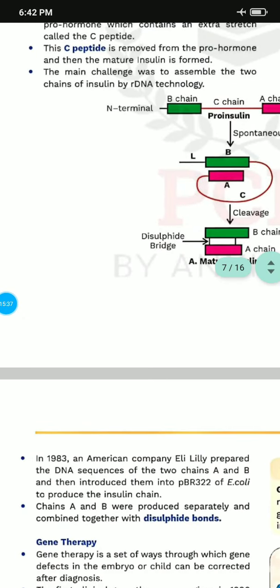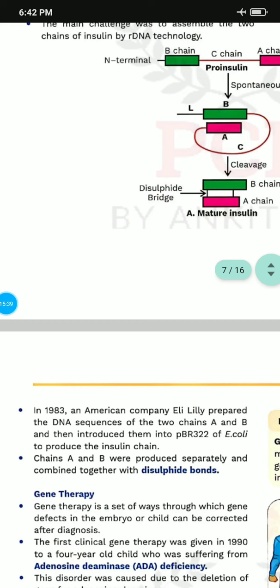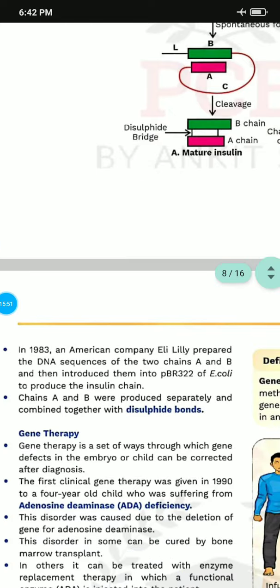The first company to make this insulin, in 1983, was Eli Lilly. The DNA sequences of A and B were introduced with the help of pBR322, a plasmid of E. coli. Chains A and B are produced separately and joined by a disulfide bond.